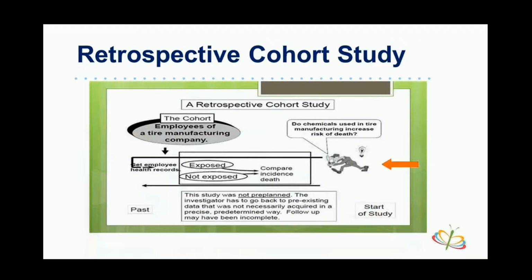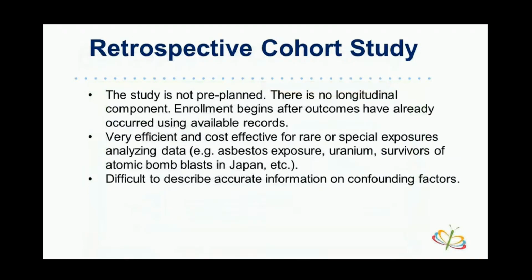So an example of a retrospective cohort study is you have a bunch of people working at a tire factory, whether they were exposed or not to whatever the toxin, you can say, and whether that increased the incidence of death would be an example of a retrospective cohort study, so looking backwards. So retrospective cohort studies are not pre-planned. There is no longitudinal component. It's all looking backwards. They are very efficient and cost-effective.